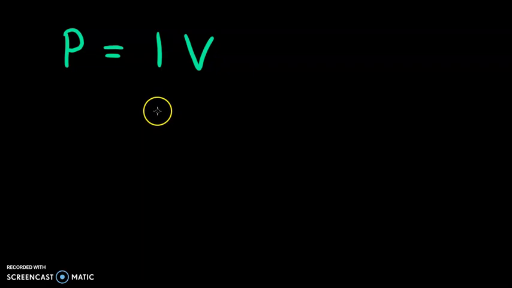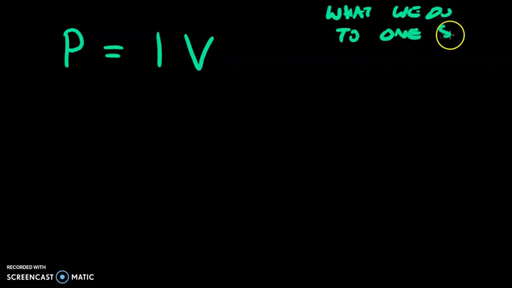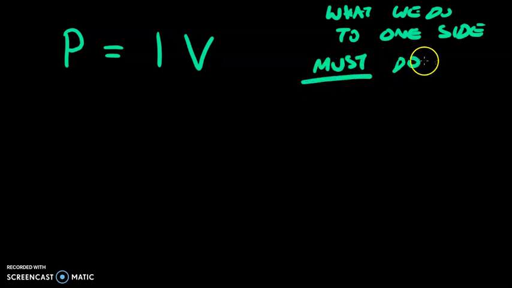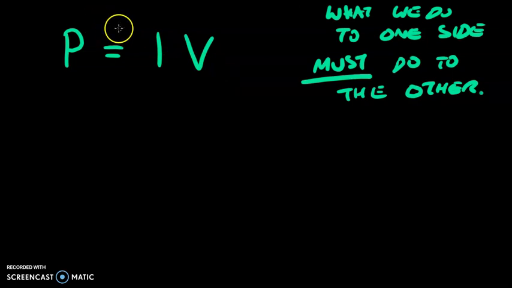So what we're going to do is change the way the formula looks by cancelling bits out. And there is one fundamental rule we must obey. What we do to one side, we must, and this is really important, do to the other. The reason is that this is an equation. It has an equal sign in the middle. So whatever is on one side must equal what is on the other side.